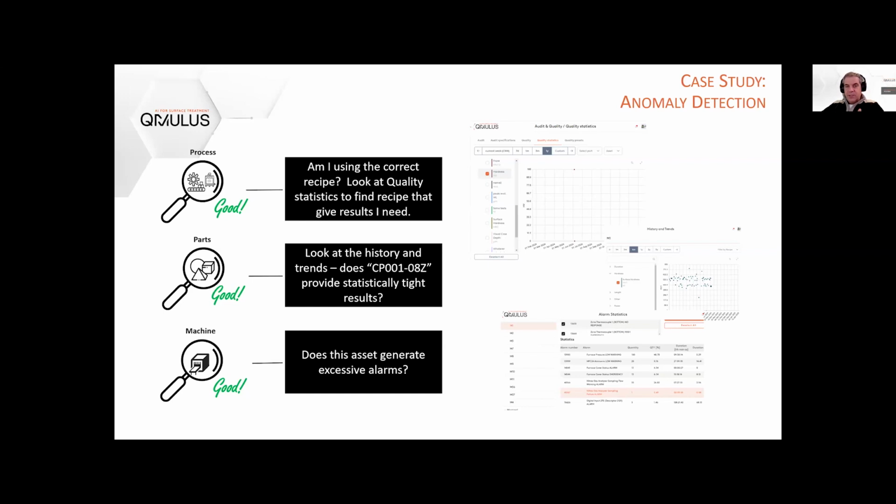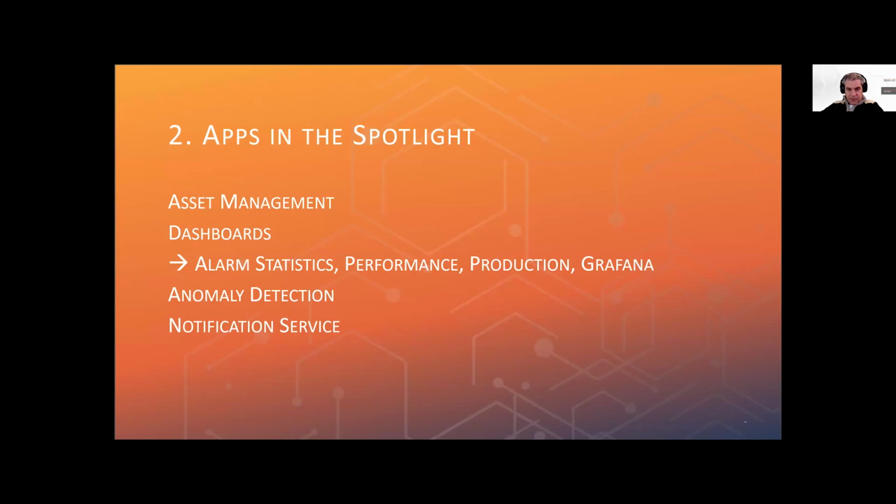Then, does this recipe give results that are expected, statistically good results? And of course, it's tied to the recipe and it's tied to the asset. So will this furnace give me repeatable results? And of course, are there any anomalies and are there any alarms lately? So that's the direction I'm going to go, but I'm going to show it to you from the QMULUS point of view. So I'm going to take over screen sharing.